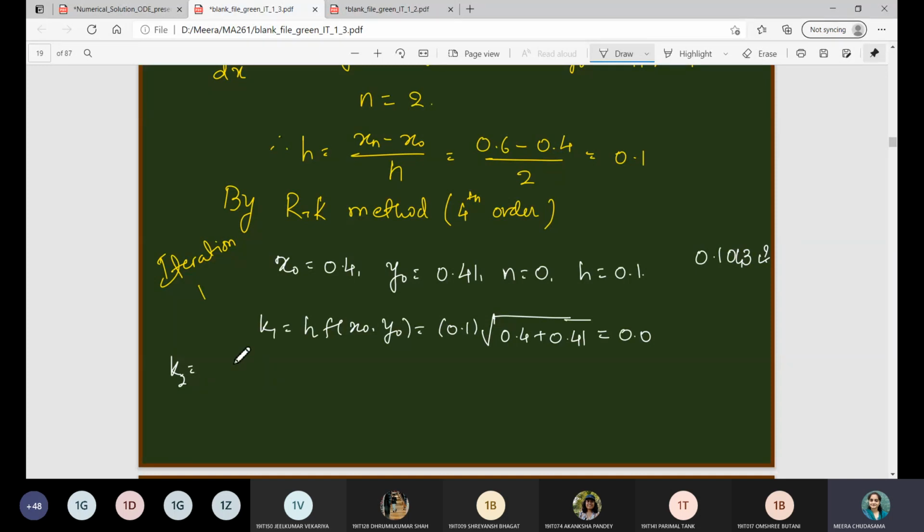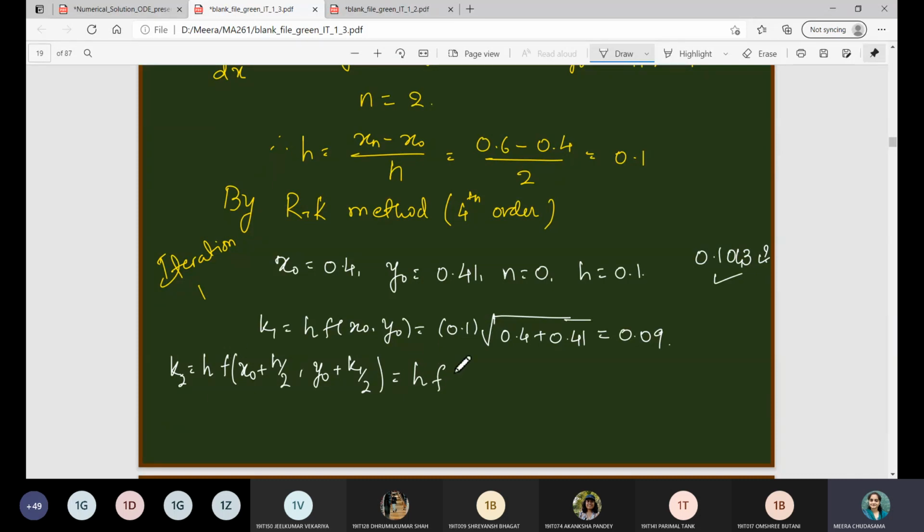Please check. 0.09. Yes. 0.09. Please check your computations. So next K2 will be computed using this formula.